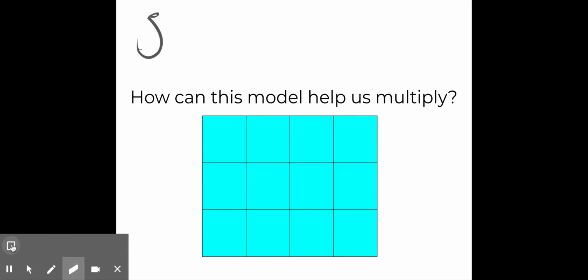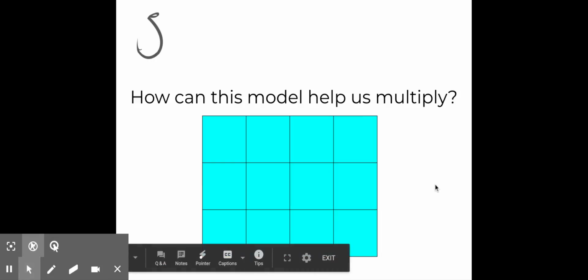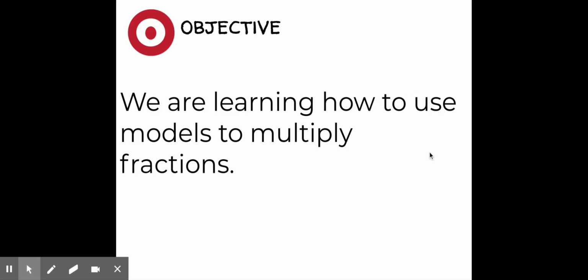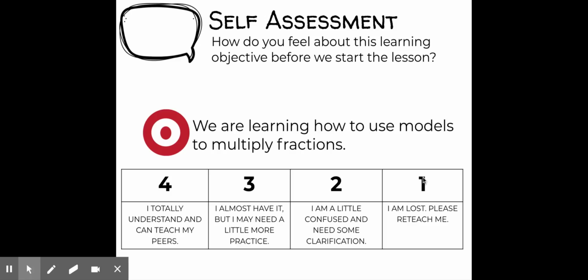This array helped us with our multiplication facts when we used this model for that purpose. But today we're going to use this type of model to help us with multiplying fractions. So our learning objective is that we're learning how to use models to multiply fractions.